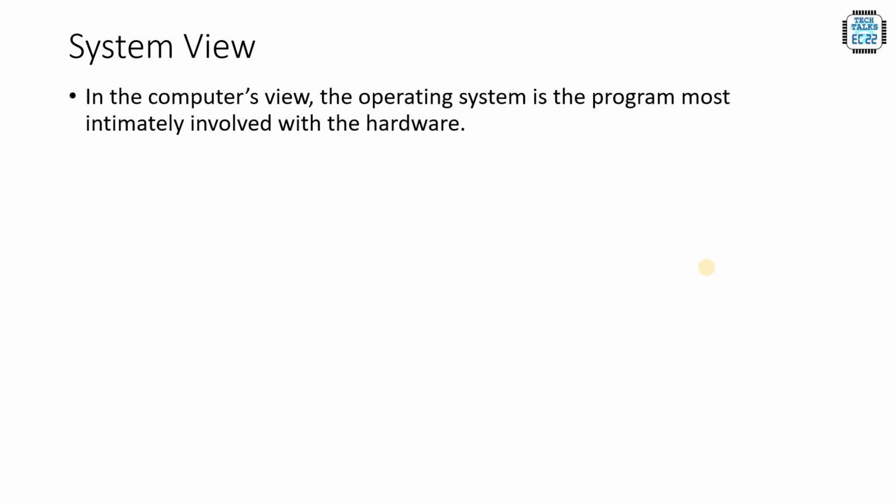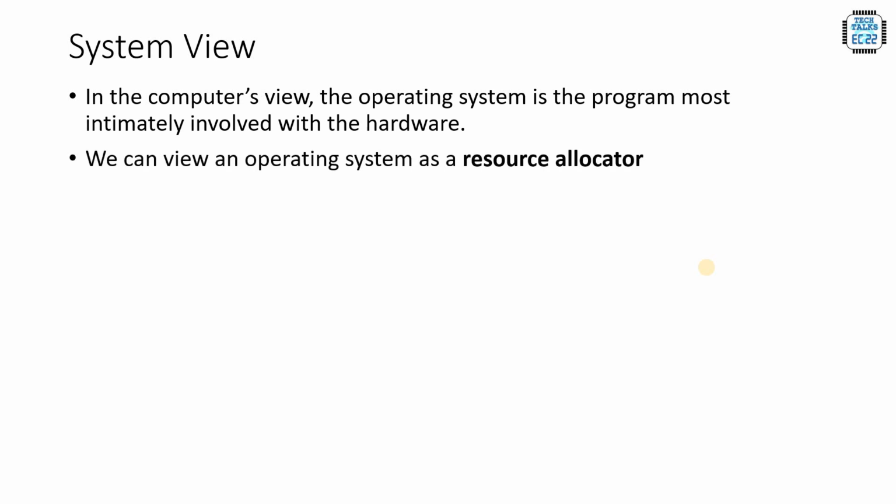Let us now go through the system view, how the system views the operating system. So in the computer's view, the operating system is the program most intimately involved with the hardware. If you remember the first diagram which I had shown in the first slide, the operating system is directly connected to the computer hardware. We can view an operating system as a resource allocator. So according to the system, the operating system is just a resource allocator.